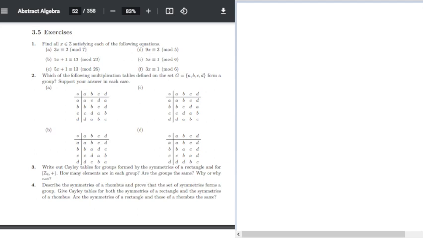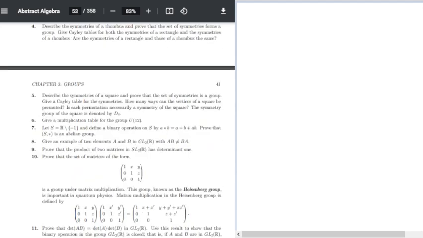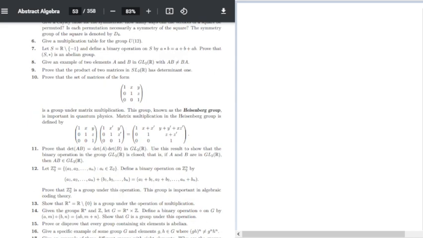Oh, it's the following. Cayley tables. Symmetries of a rhombus. That's one. The multiplication table for each cell. Oh, A star B. Oh, that was a fun group if I remember correctly.